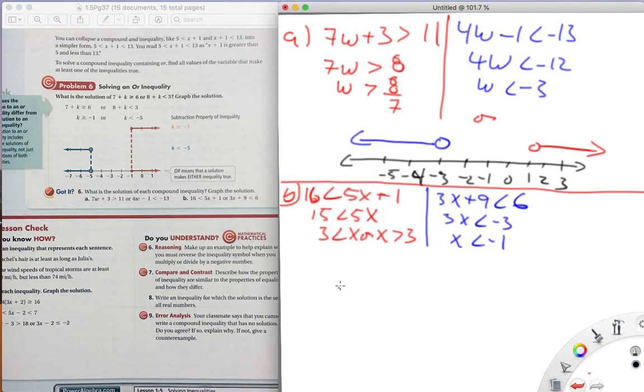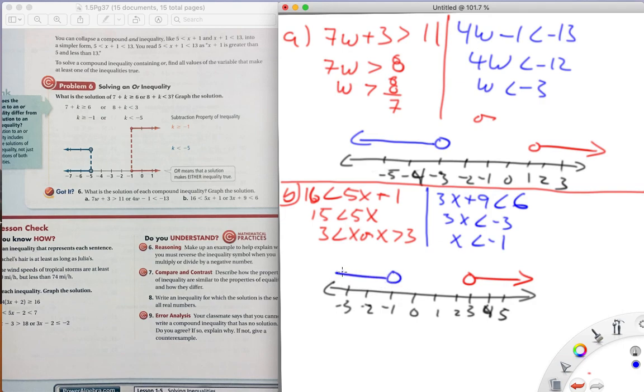So when I graph this, negative 3, negative 2, negative 1, 0, 1, 2, 3, 4, 5. Alright, x is greater than 3, so I have an open circle at 3, and I go that way. x is less than negative 1, open circle at negative 1, and I go that way. Again, these are OR situations.